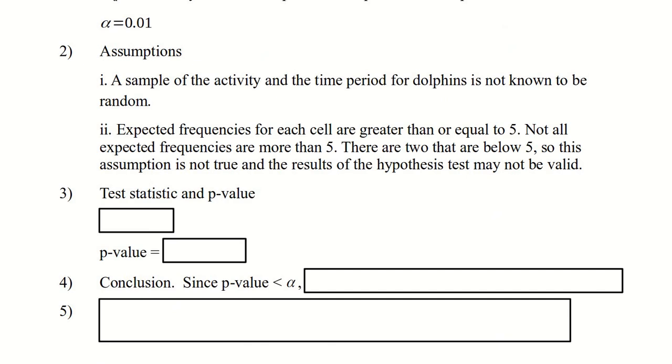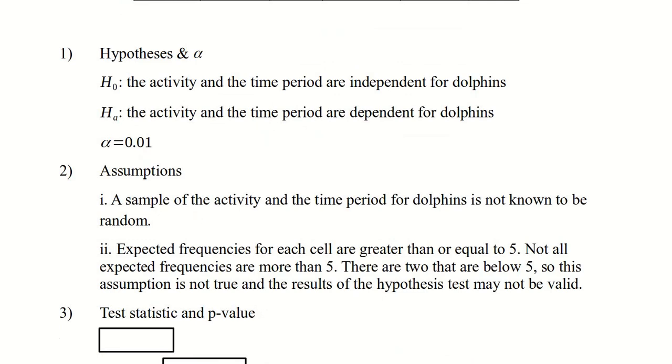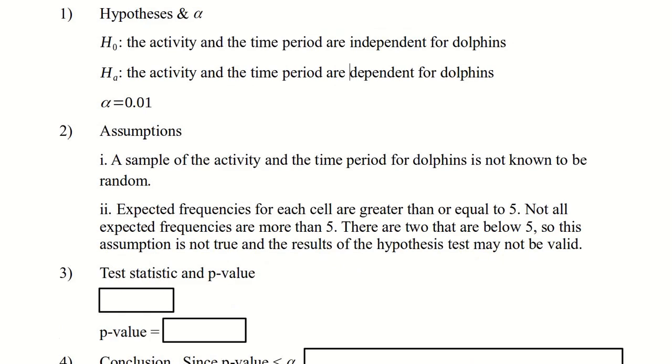The expected frequencies are all greater than 5. Go back up and you can see that, oh my gosh, one of them is 0. It looks like feeding in the afternoon is 0. In fact, there are 2 that are below 5. So this assumption is not true, and the results of the hypothesis test may not be valid. So make sure in your assumption you say, we're going to go through with this, we're asked to do it, but the results may not be valid. That's probably the single most important 3 words in this problem.